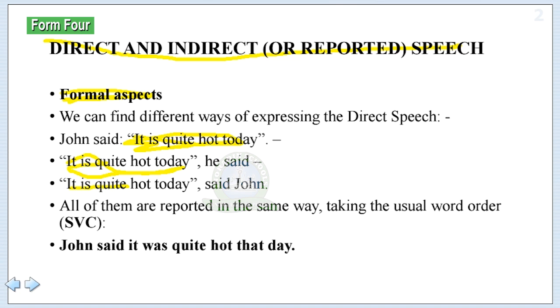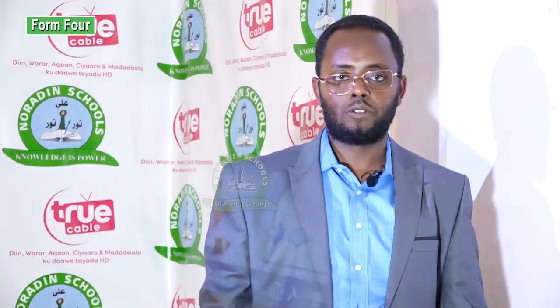All of them are reported in the same way, taking the usual word order: subject, verb, complement. John said it was quite hot that day. So this is the indirect speech, but these three aspects are direct speech. So we see different ways of expressing it.